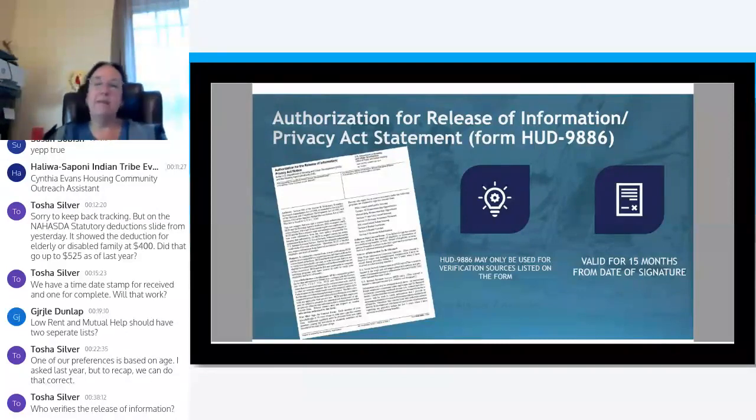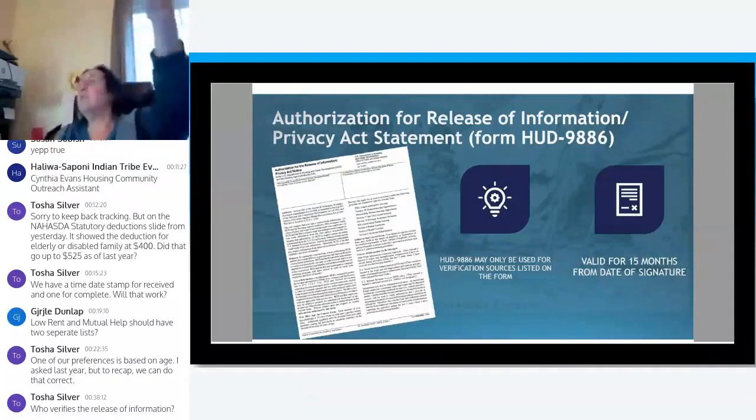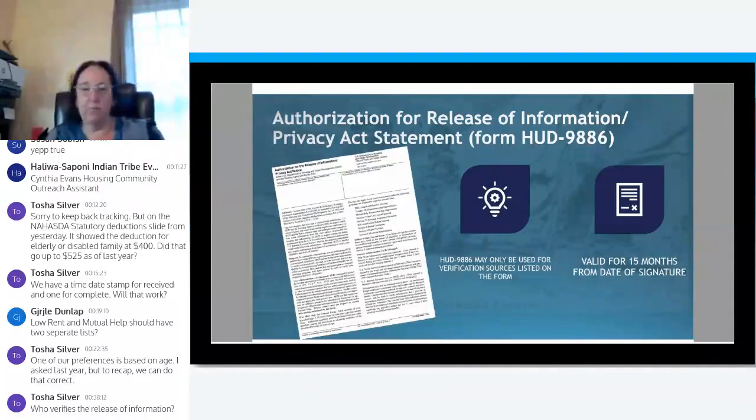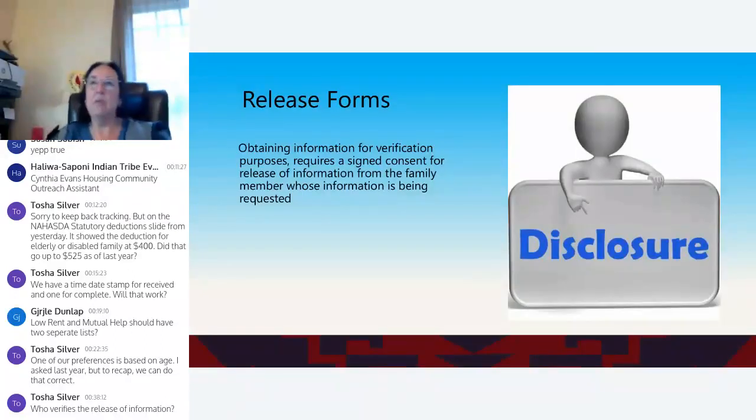Okay. They're also supposed to be only used for the verification sources listed on the form. So you list everybody within your area that you verify things from. You might just put employers, you know. Then there's release forms, you know, obtaining information for verification purposes. Those require a signed consent for release of information from the family member whose information is being requested.